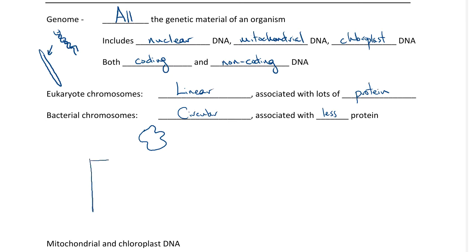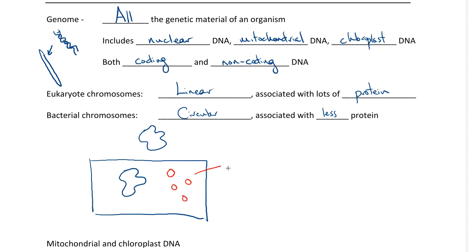Now, if this is a bacterium, and in it we have the circular chromosome, there are also other bits of DNA that I'm drawing here in red in little circular arrangements called plasmids. And plasmids contain genes that are not essential for the functioning of the bacterium, but can be useful. And they often include genes for antibiotic resistance, for example. And plasmids can be passed from one bacterium to another.